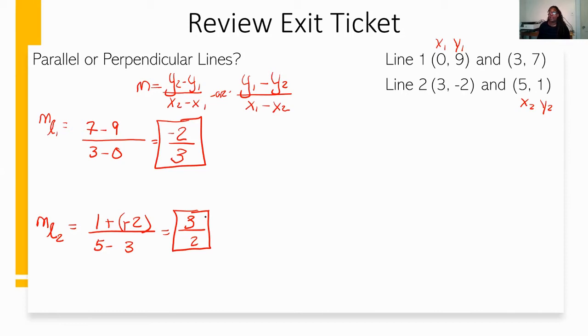Now we have to do a comparison. -2/3 compared to 3 over 2. Parallel lines have the same slope. Are they the same answer? No. Perpendicular lines have opposite reciprocals. One's negative, one's positive, so we have opposites. 2/3 is the reciprocal of 3 halves. So we have perpendicular lines.